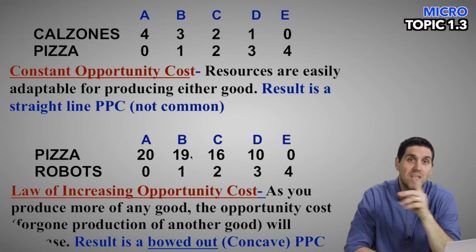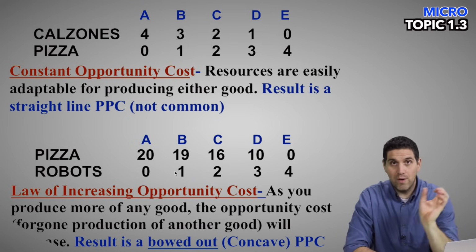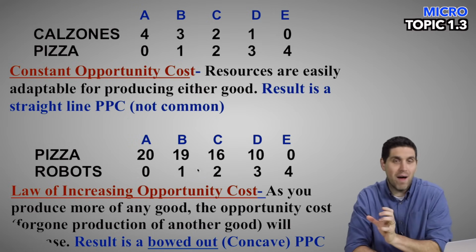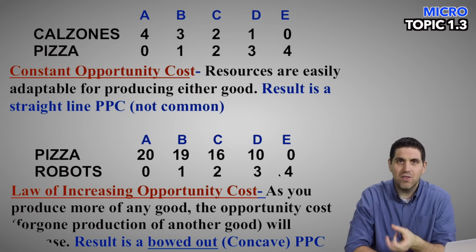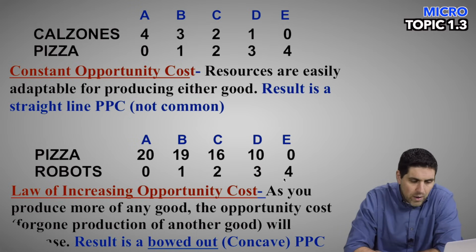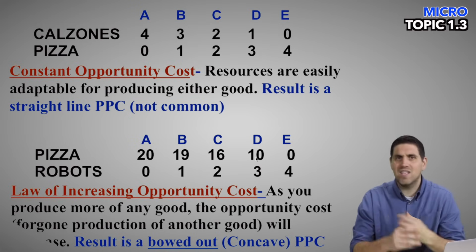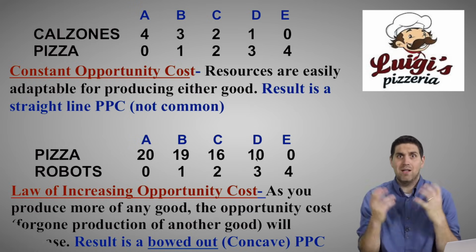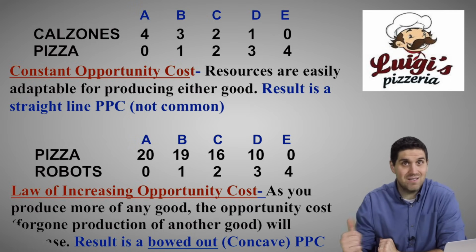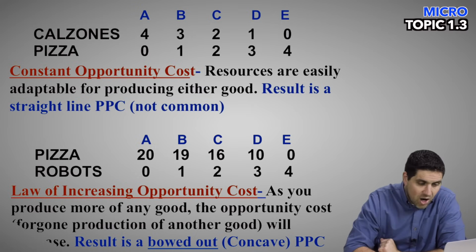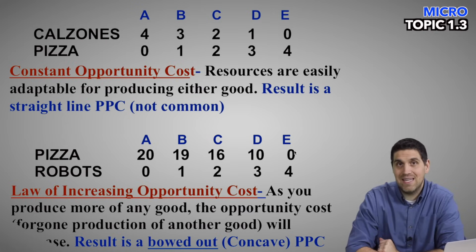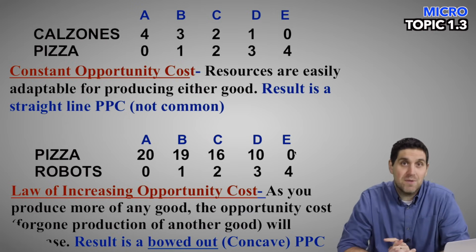because they're not particularly good at making pizzas anyways. Now if you keep doing that, you're going to keep moving resources out of producing pizzas towards robots, but eventually you'll start using the resources that are better suited towards making pizza. For example, right here, we get only 1 more robot, but we're moving away these pizza makers. Luigi working in the back of the pizza restaurant is way better at making pizzas than he is robots. So the opportunity cost is super high. Remember, it's 10 pizzas we have to give up, moving from D to E. Again, this is called increasing opportunity cost.